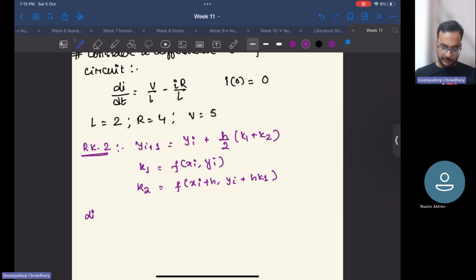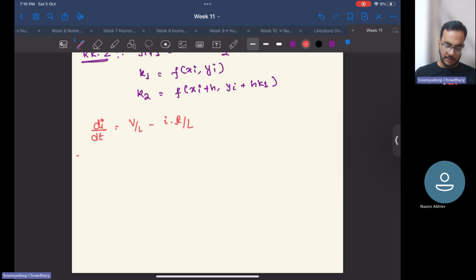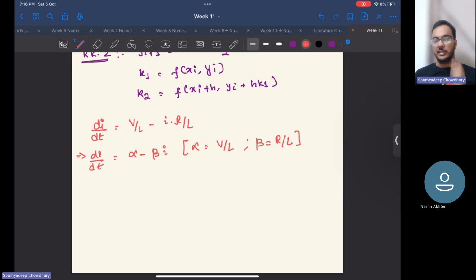So please, one second. What is the given equation? di/dt = V/L - I R/L. So V/L and R/L, these are constants, right? So we can simplify this equation as alpha minus beta I, where alpha is V/L and beta is R/L. Is it clear? We have just replaced the constants because those constants will be difficult to handle in the course of the equation. So we have basically replaced them by alpha and beta.